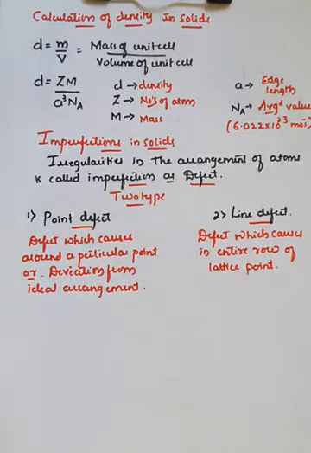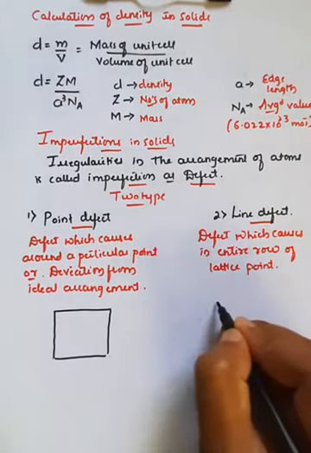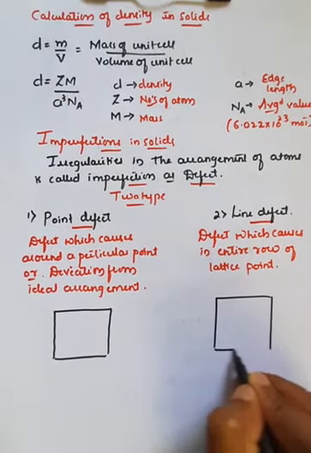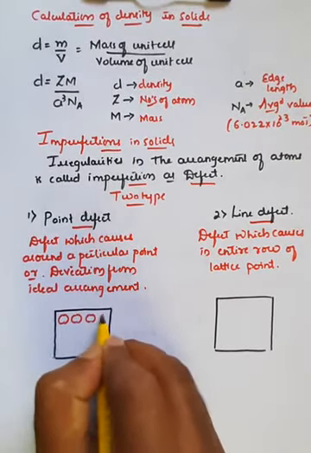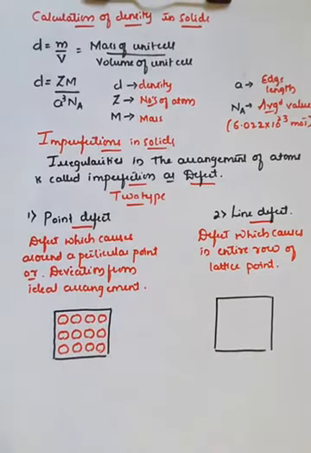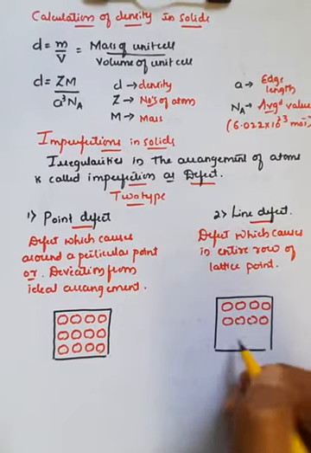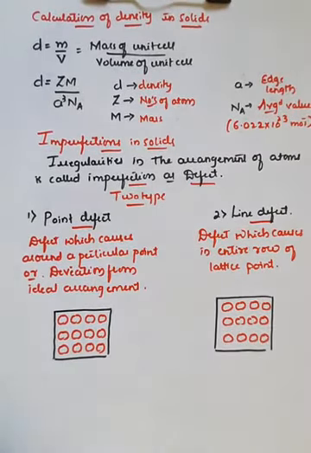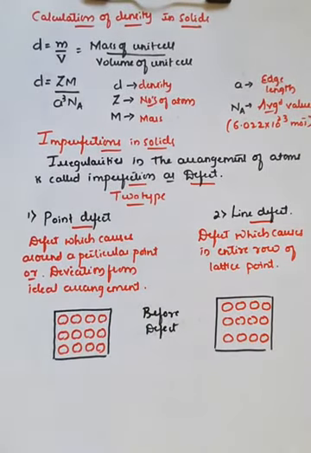So I will show the representation here. For example, if I take this normal side, that is the normal representation. In both cases we'll take here, there will be a particular arrangement of atoms. Similarly here also there is a particular arrangement of atoms, and if you observe, it is the same. So both of these are before defect. There is a regular periodic arrangement of atoms. So this is the normal condition.